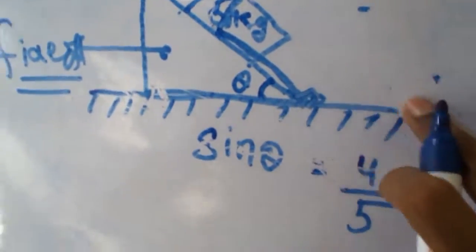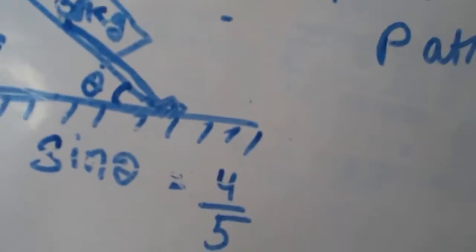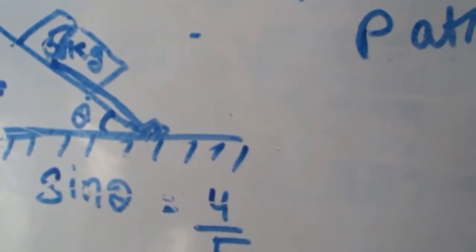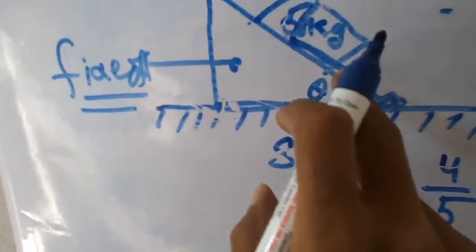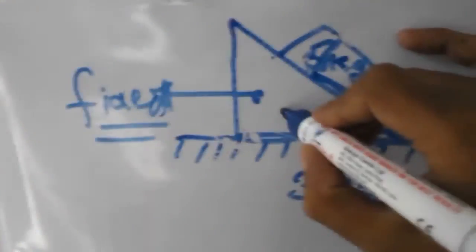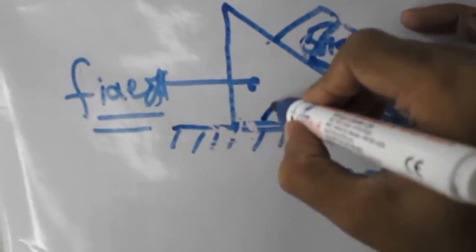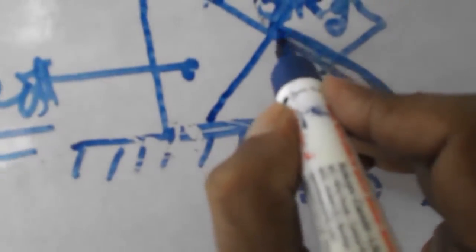So guys, what is the best way to solve the question? If you find the direction of motion, then you should take that direction as your axis. So if I take this direction as my x-axis, and perpendicular to it my y-axis, this is my mg.